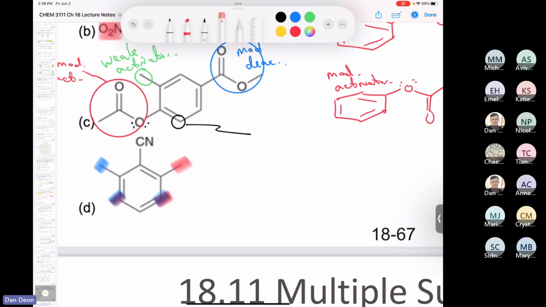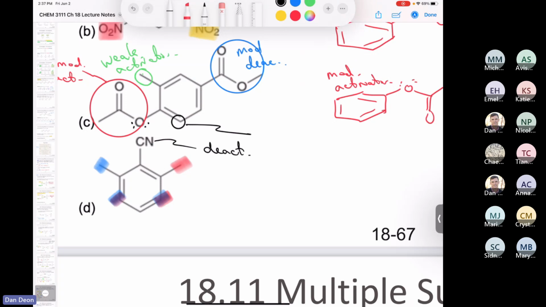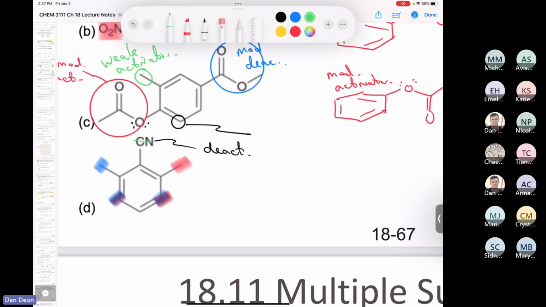And then the nitrile is going to be a deactivator because it's electron withdrawing. It's a moderate deactivator. And so it's going to direct you to the meta position. Oops, where's my green highlighter? So that would be these positions. So the only place it's going to go are those 2 positions. So I'll just put a circle around it. There we go. So it's going to go to one of those positions right there.